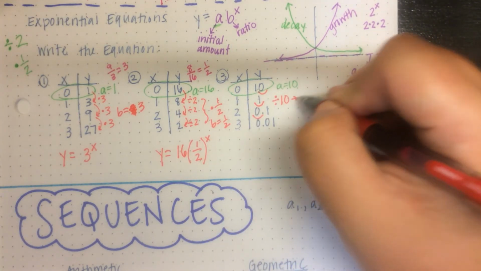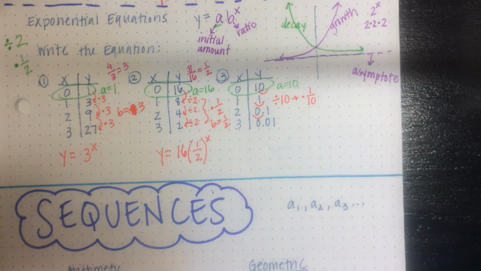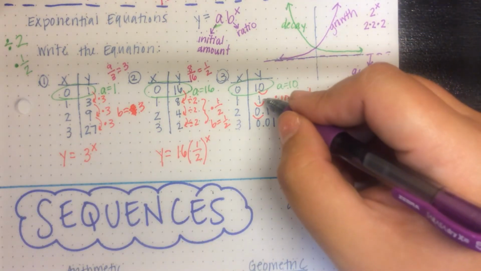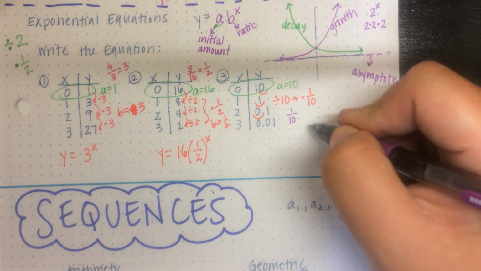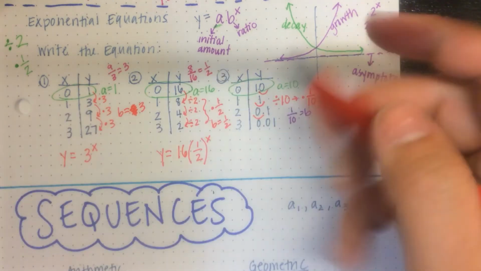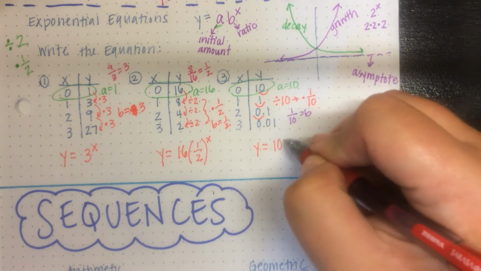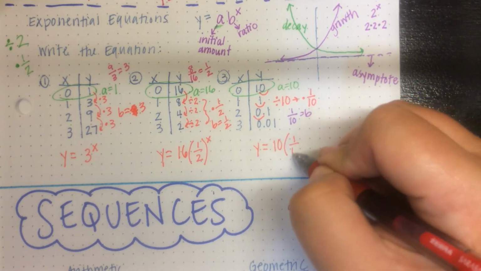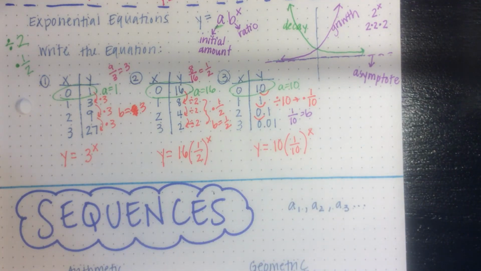Okay, but dividing by 10 is the same as multiplying by 1/10. Or, if you couldn't figure that out, pick one y value and divide it by the one before it. So we could say 1 divided by 10. Can't simplify it, so that is my b. So then my equation's going to be y equals my a value of 10 times my b value of 1/10 to the x. All right.